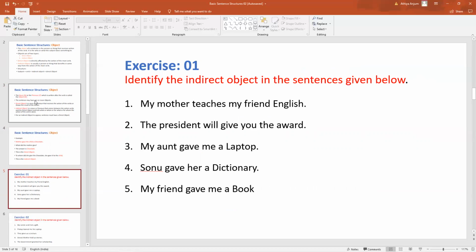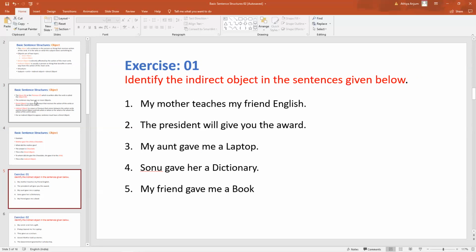Each sentence you will read, you will ask the questions. First, you will identify the verb in that, and then you will ask a question that gives you the direct object. Like, my mother teaches my friend English. So "my mother teaches my friend" also will give you complete sense. But what does my mother teach? My mother teaches English. That is the main, direct object. And then to whom does she teach? To my friend. That is the indirect object.